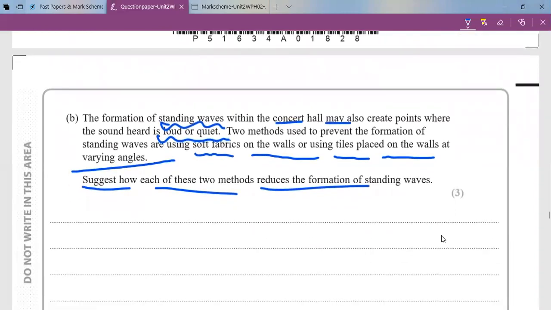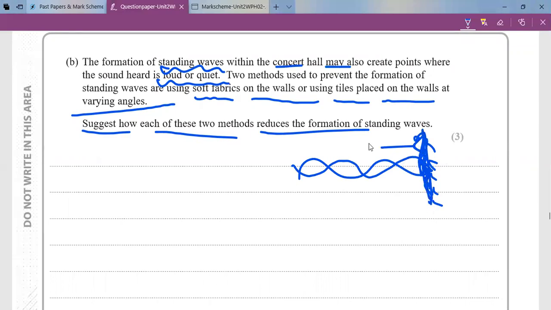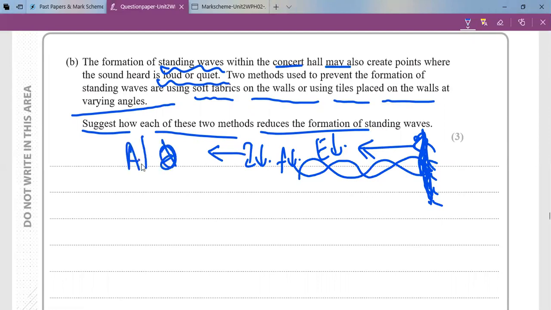Any suggestion? For a standing wave, what is the condition? You must have a reflecting surface, so when the wave hits it, it returns back, right? But if you have foam, or fabric, or tiles over here, will the wave be reflected with the same intensity or not? Will some of the wave be absorbed? Okay, so will the energy reduce? Yes. So will the frequency also reduce, or the intensity? If the intensity reduces, the amplitude decreases.